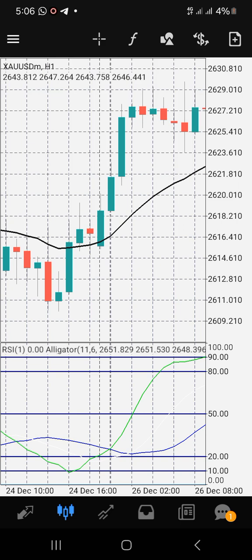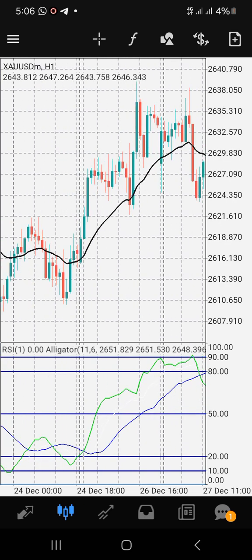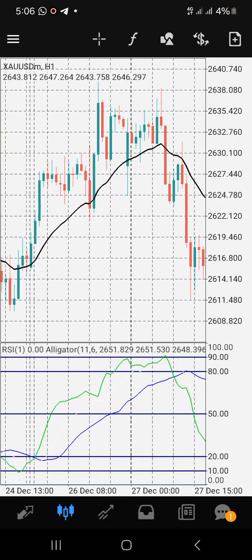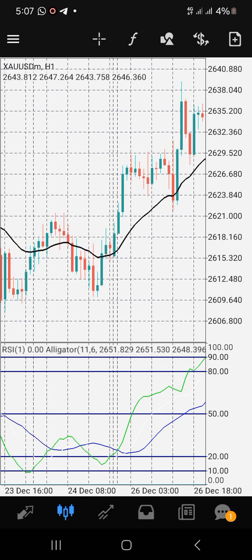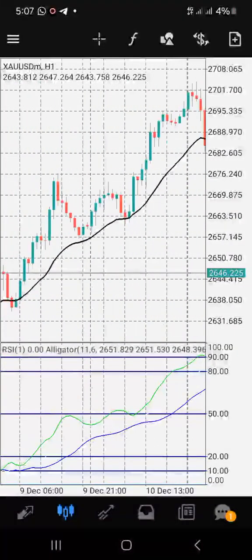Note that these are speculations, not a 100% prediction, because the three white soldiers can also occur in a downtrend. The three white soldiers indicate heavy buying pressure. You can see that after the three white soldiers formed, let's minimize the chart so that you see it clearly, the market bought from 2624 to 2638. That's more than 100 pips before falling. So three white soldiers is an indication of heavy buying pressure.